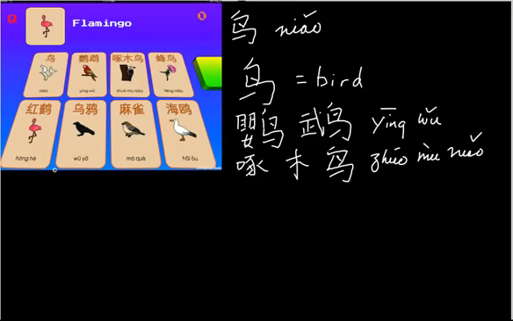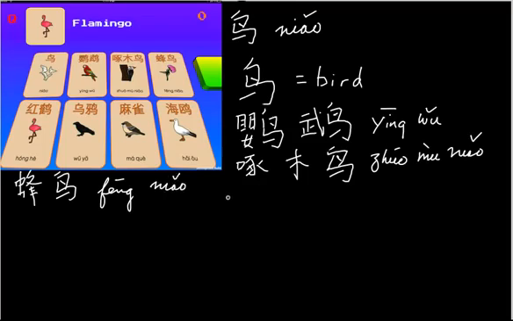Now the picture on the extreme right here, that is a hummingbird, and it's called a 蜂鸟. And again, maybe I should write it here. 蜂鸟. So that's a hummingbird, pronounced 蜂 in the first tone, 鸟 in the third tone.